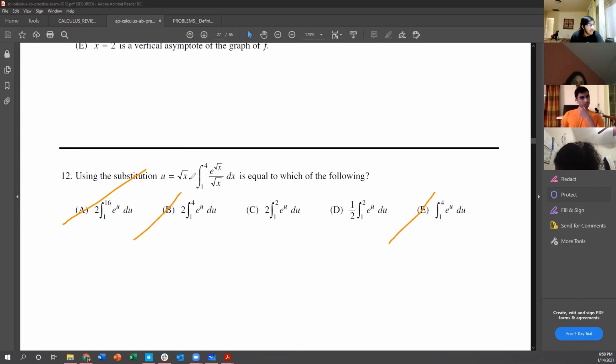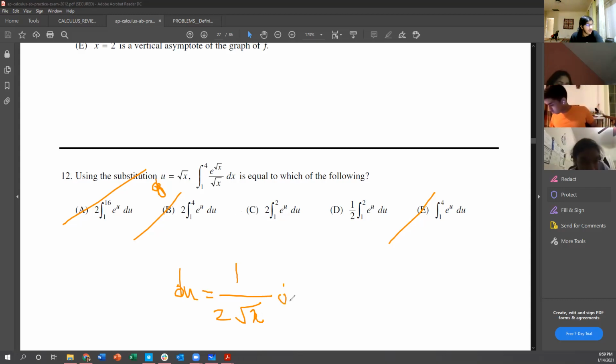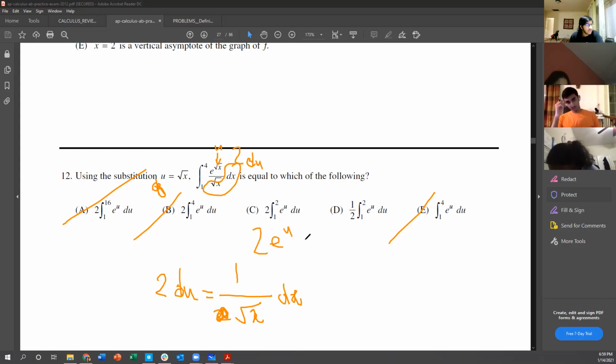Now, what would du be? So du would be 1 over 2 root x dx, correct? I forgot the dx. So what we have is the dx over root x part, but we don't have a half. So if we put that 2 over here, whatever's here is 2 du, and the root x is a u. So we're going to get e to the u times 2 du. So the correct answer would be C.